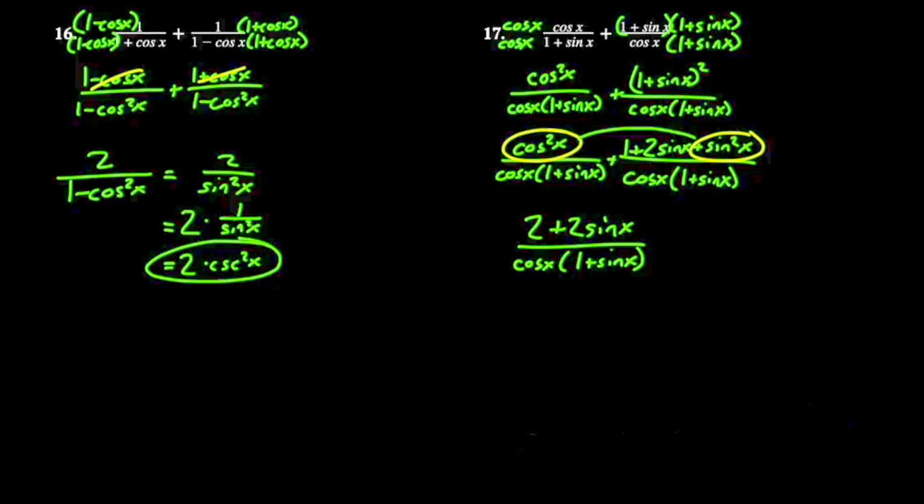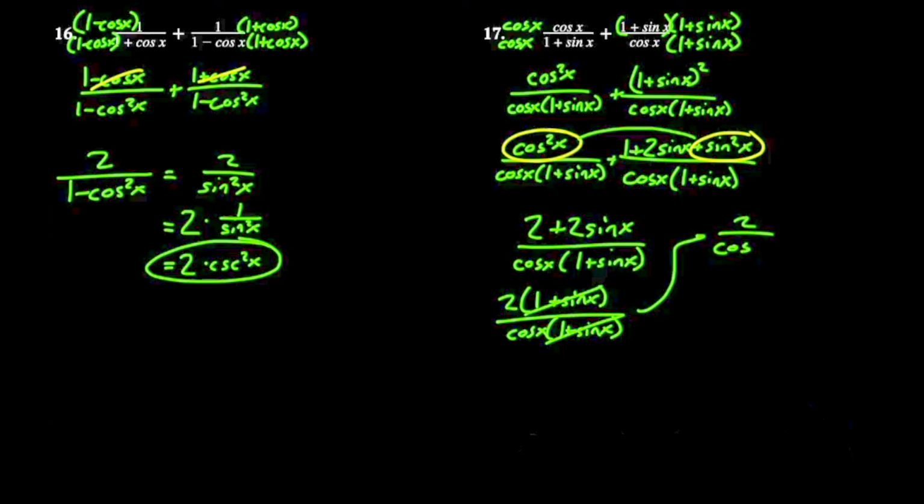same denominator, cosine times 1 plus sine. Now this is about as far as we can go, but if you look at 2 plus 2 sine of x and 1 plus sine of x, those two factors look really similar. This one's just twice as big. Actually, I could factor a 2 out, and that would give me 2 times 1 plus sine of x, and now I can cancel this factor with the 1 plus sine of x on bottom.